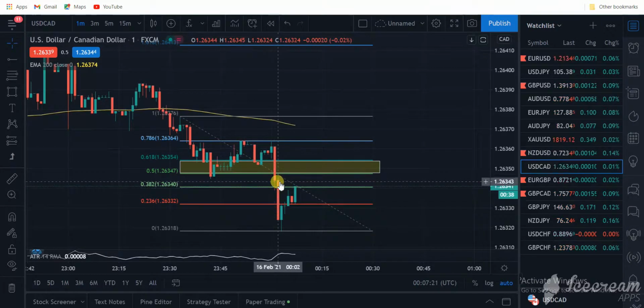All right, so a break and retest is kind of what I'm looking at. Like I said, just to add some more confluences: price below the 200 EMA line, a Fibonacci 50 and 61.8 zone, a break and retest, and I'm looking to take my trade at that golden box.